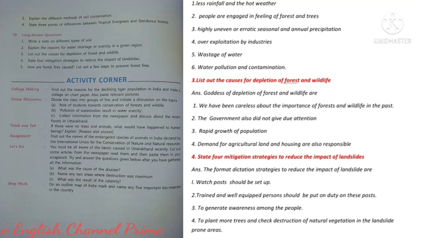Fourth question, state 4 mitigation strategies to reduce the impact of landslides. Answer, the 4 mitigation strategies to reduce the impact of landslides are, first, watch posts should be set up. Second, trained and well equipped persons should be put on duty on these posts. Third, to generate awareness among the people. Fourth, to plant more trees and check destruction of natural vegetation in the landslide prone areas.